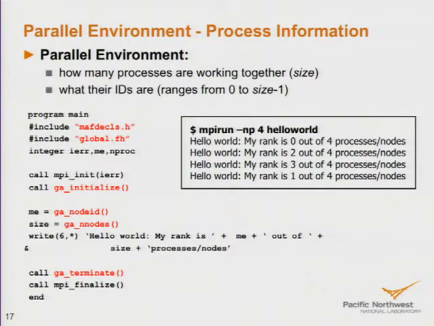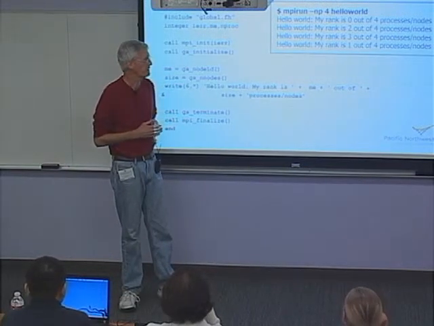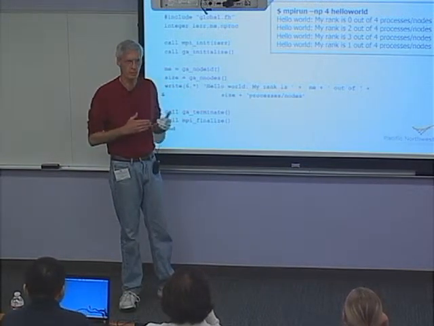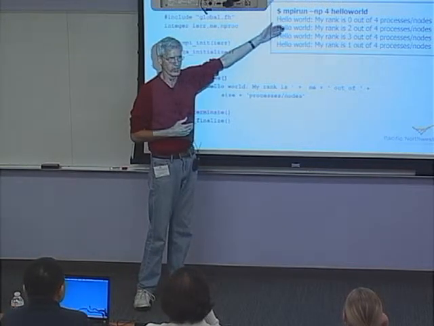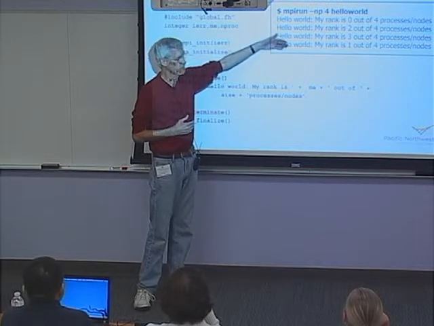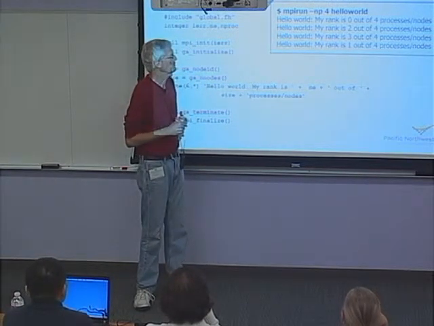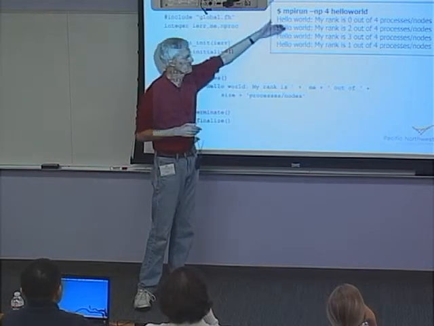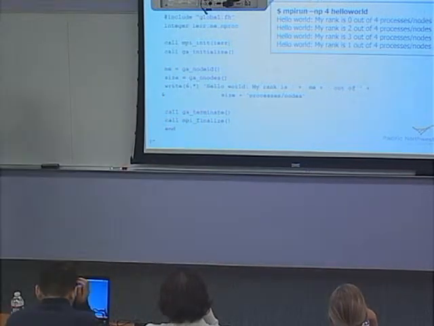Usually, if you have a whole bunch of processes writing to output, there's no guarantee that the order is going to come out in anything sensible. So you'd see something like this, where the ordering is whatever. But if you have 4 processes, you should see 4 lines of output.